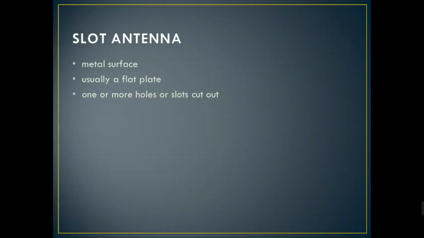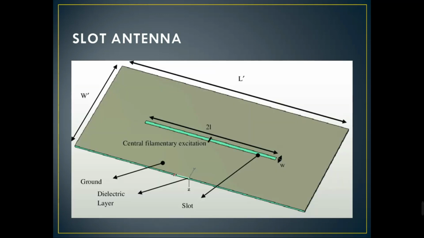So, first is the slot antenna. A slot antenna consists of a small metal surface, usually a flat plate, with one or more holes or slots cut out. When the plate is driven as an antenna by an applied radio frequency current, the slot radiates electromagnetic waves in a way similar to a dipole antenna. The shape and size of the slot, as well as the driving frequency, determine the radiation pattern.